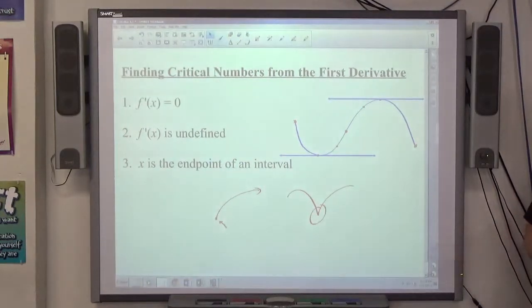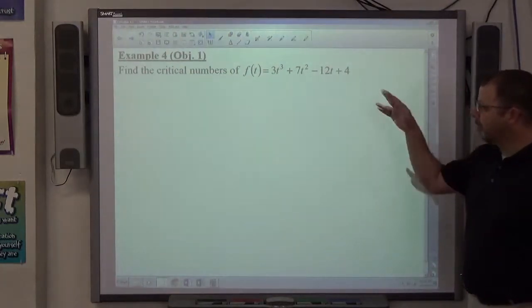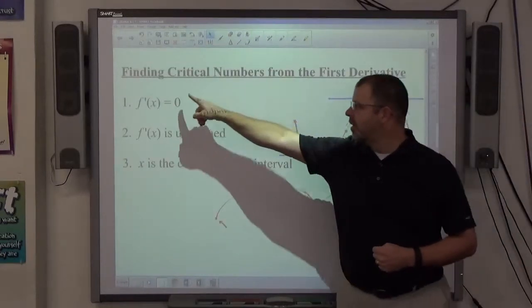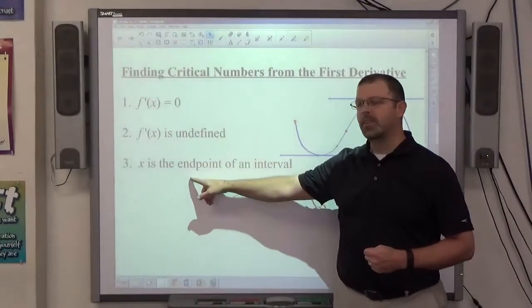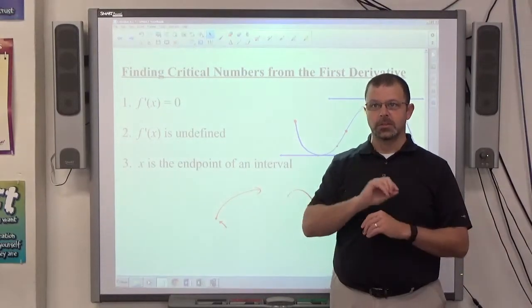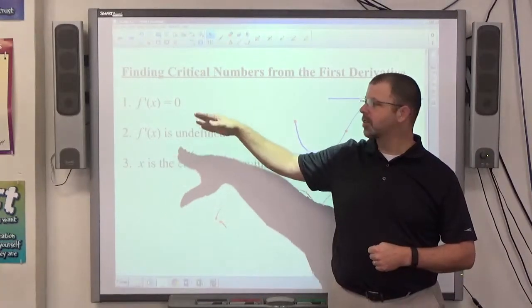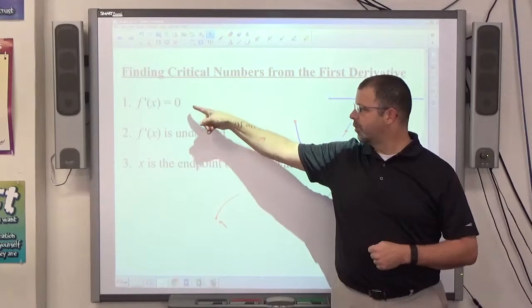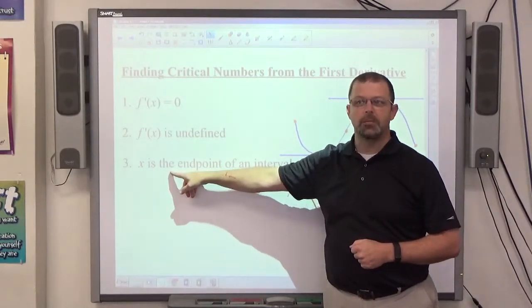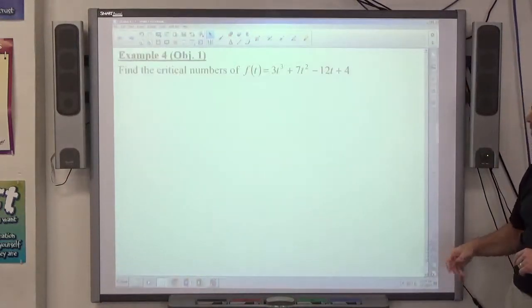All right, so take a look at example 4. Find the critical numbers of f of t equals this. Okay, so there's just a little checklist here for critical numbers. Set it equal to 0, find out if it's undefined, if it's the endpoint of an interval. That's your checklist. So when I make my list of critical numbers, x equals these numbers, they fit these 3 criteria. So basically this is just the checklist. You do the derivative, that deals with steps 1 and 2, and then if there's an interval, then those numbers count automatically.